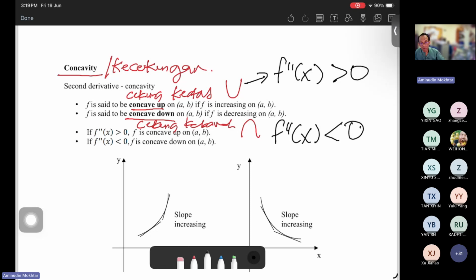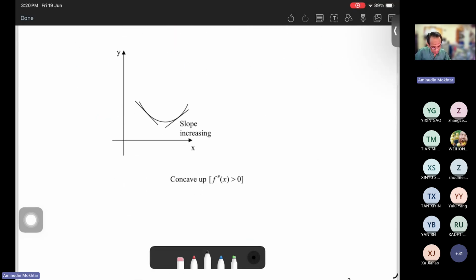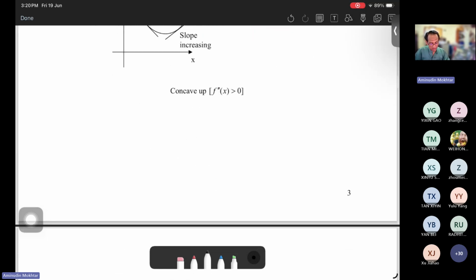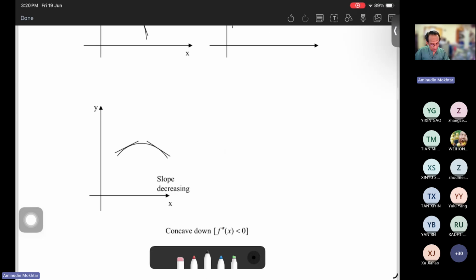That's the concept that you need to know: how to apply the second derivative of a function in terms of concavity. If the value of the second derivative is positive, the graph is concave up. Otherwise, when the value of the second derivative is negative, the graph is concave down. We can apply this concept to find whether the graph is concave up or concave down.